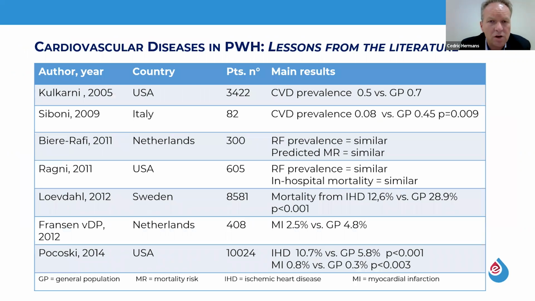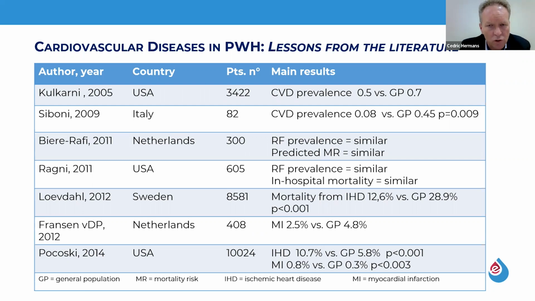We have many studies that have looked over the last 20 years at cardiovascular disease in patients with hemophilia. So these are some of the lessons from the literature. Many studies performed in North America and in different countries across Europe. As you can see, the results here are a little bit conflicting. Some studies show that there is no difference between the hemophilia population and the general population.